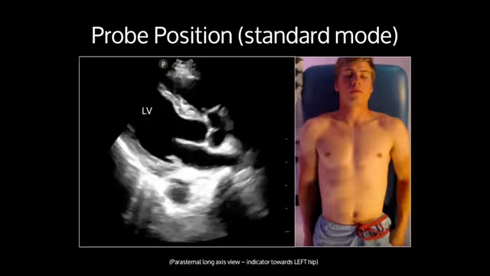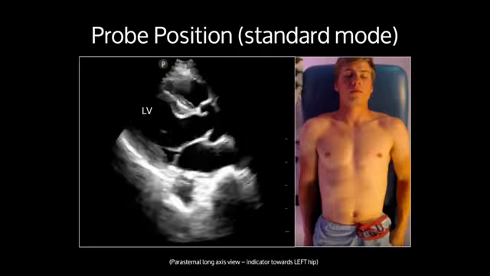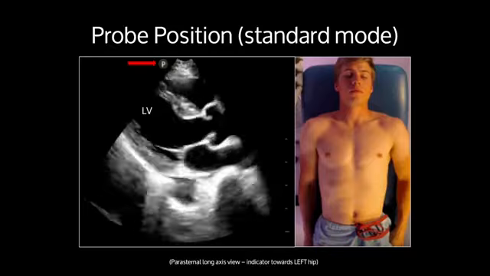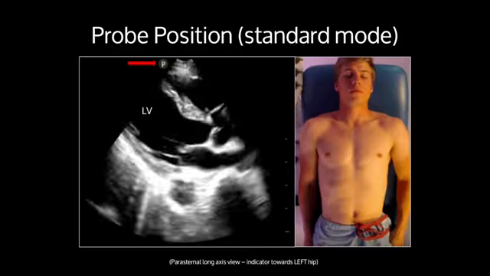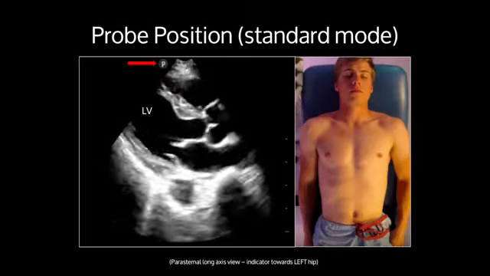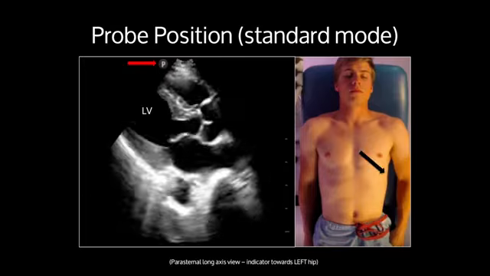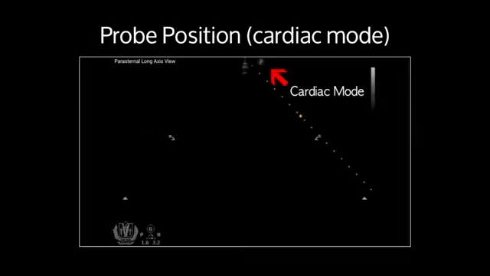As an example, this is a parasternal long axis view of the heart. We are in standard mode, shown by the red arrow on the left of the screen. The probe marker on the body is facing to the patient's left hip. Contrast standard mode with cardiac mode. Notice the indicator is on the right of the screen, shown by the red arrow.